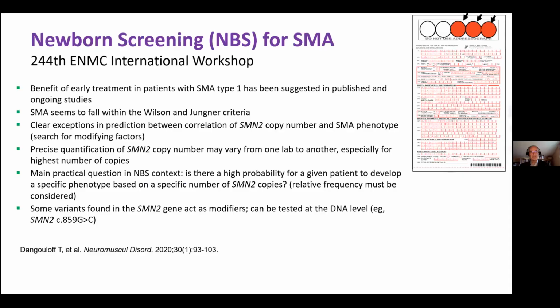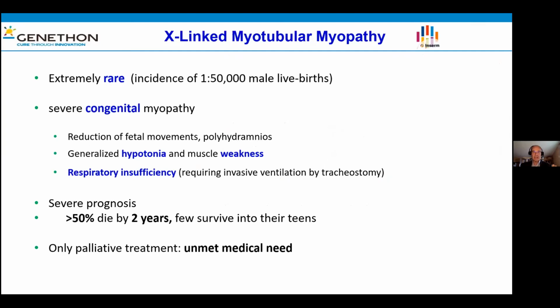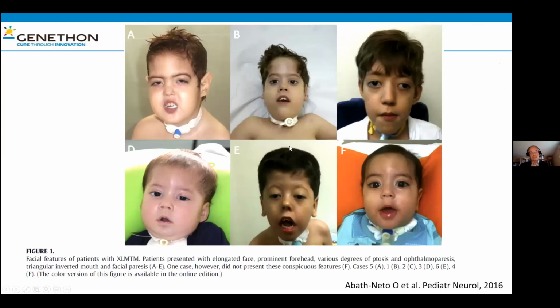So myotubular myopathy is an extremely rare neuromuscular condition. It's congenital. Only boys are affected, and the vast majority of kids die before age 2 years, and a few survive into the teens. This is just to give you an example of how they look when they survive. And as I said, it's not the majority of them.